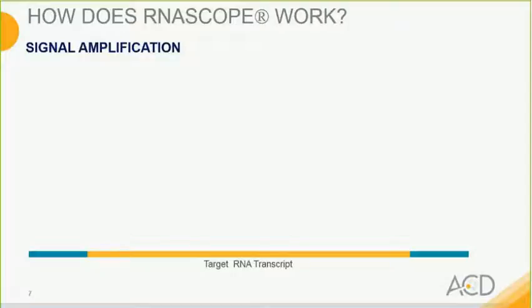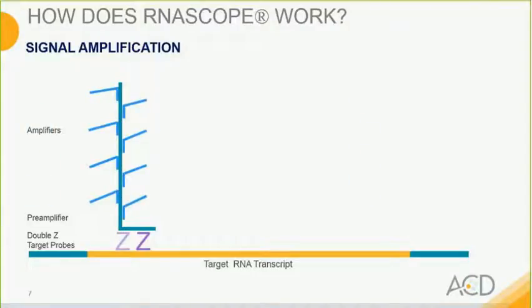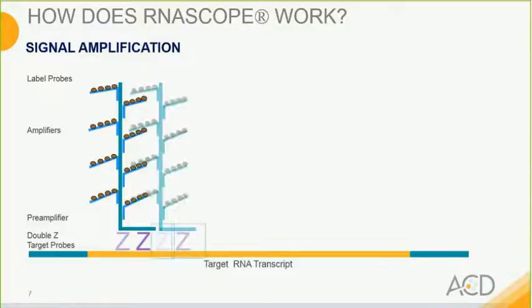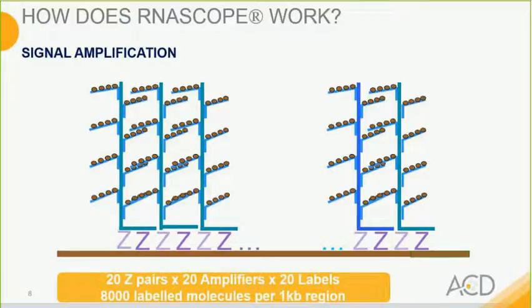How does the signal amplification work? You have your target transcript. The probes are added. The double Zs land adjacent to each other. The preamplifier will then bind to the top region of 28 bases. Each preamplifier will then serially have 20 amplifiers bind to it. On each amplifier, there are 20 labeled probes, 20 times. So we see 20 Z pairs with 20 amplifiers and 20 labels, which is about 8,000 labels per transcript under ideal conditions for a 1 kb region.